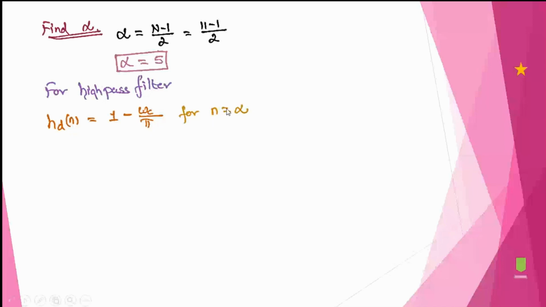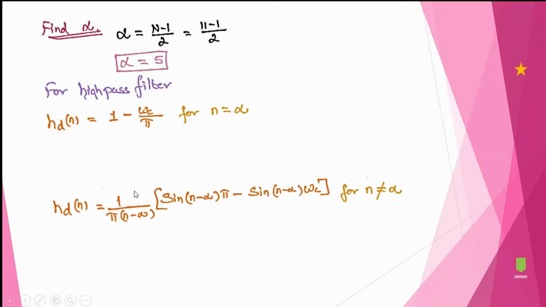The first condition is n equal to alpha. For this condition, the formula is hd(n) equal to 1 minus omega c by pi. What is our second condition? n not equal to alpha. The formula is hd(n) equal to 1 by pi into (n minus alpha) times [sine (n minus alpha) pi minus sine (n minus alpha) omega c]. This omega c is in your frequency range, that is pi by 4.